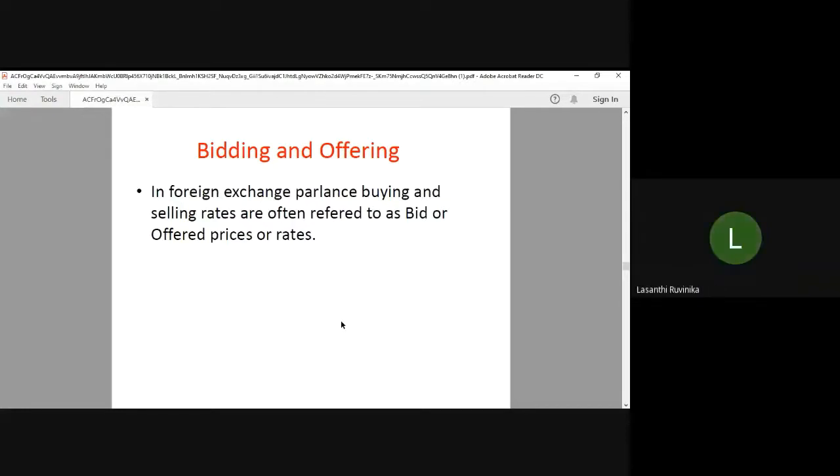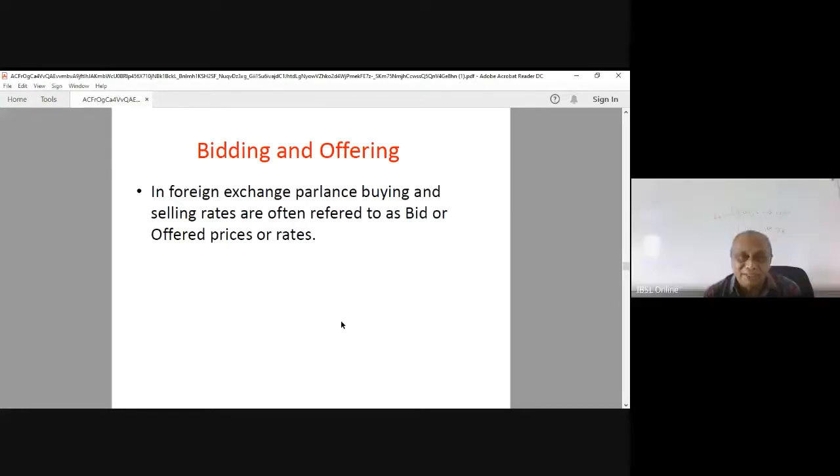Exports, not imports. Because when it comes to exports, the other banks will credit our Nostro account, and then money will come to us as purchases. Then when our importers want to buy dollars, we have to sell dollars. So selling is with the imports, buying is with the exports always.